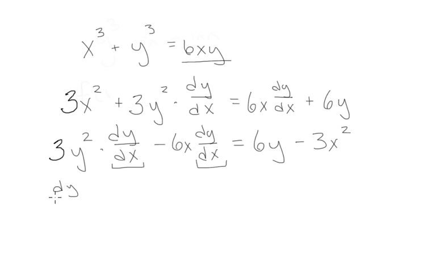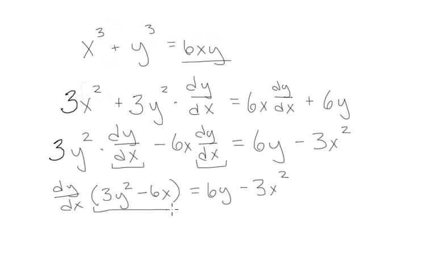I get that dy/dx times 3y squared minus 6x is equal to, I don't do anything to the right-hand side, 6y minus 3x squared. The last step is to divide both sides by this 3y squared minus 6x so that dy/dx is by itself on the left, and I get that dy/dx is equal to 6y minus 3x squared over 3y squared minus 6x. You might at this point say, wow, that's a little messy.